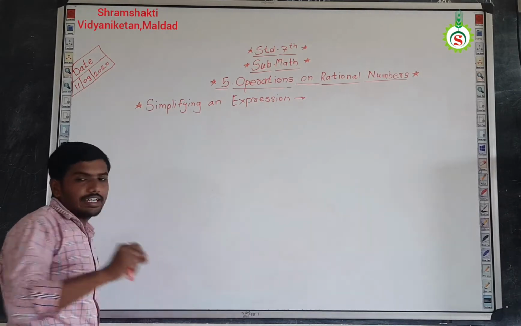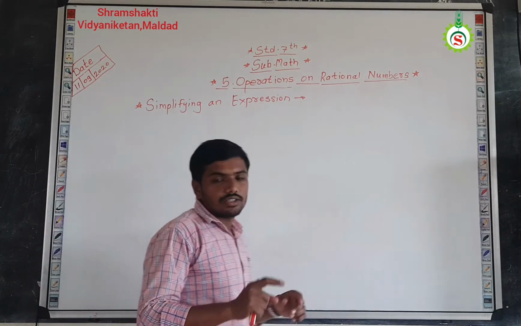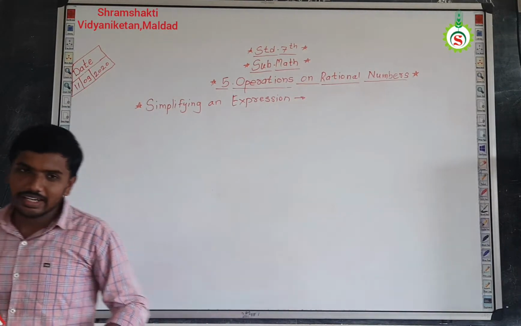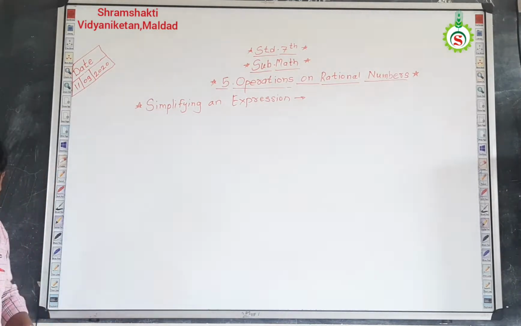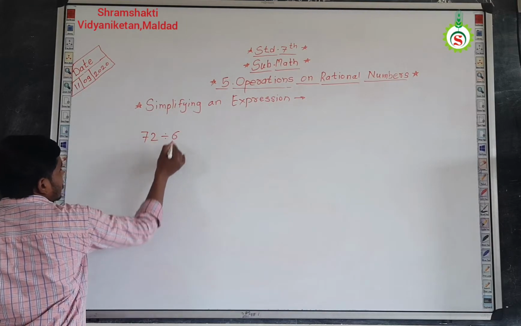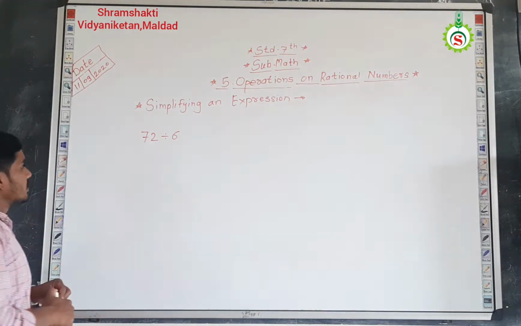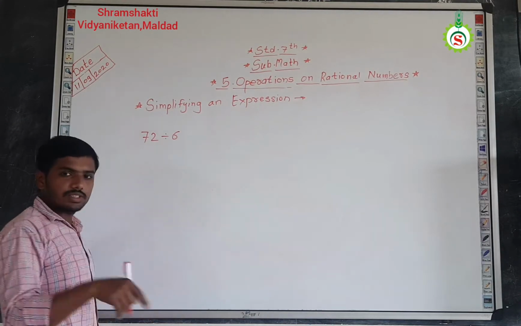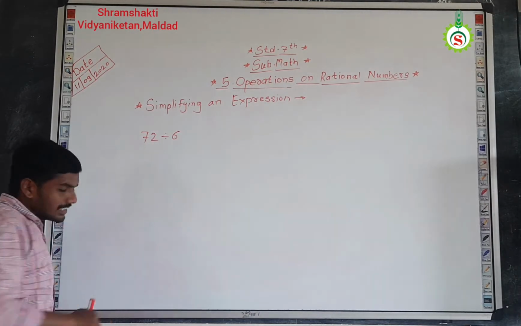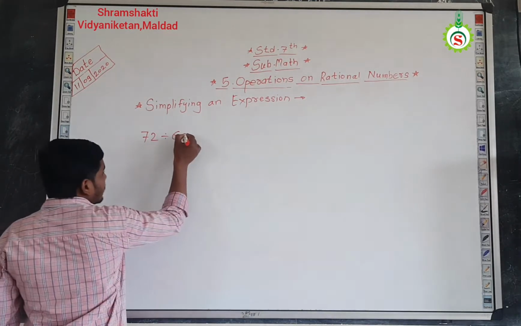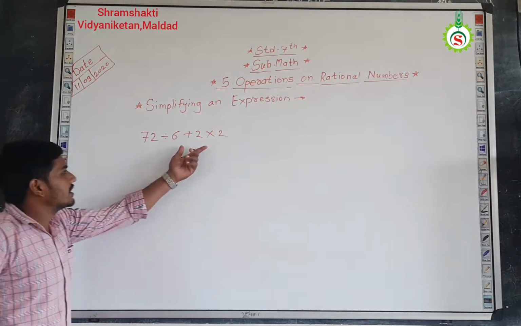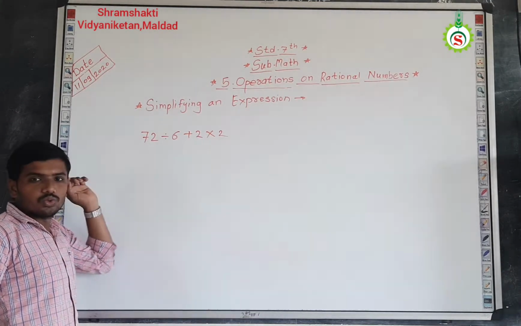For that, first I will take one expression, to show you what you understand by an expression. Now on the board I am going to write one problem. Okay, all of you look here. 72 divided by 6. First I will write the whole problem, then I will tell you what we mean by operation and what we mean by expression. That is 72 divided by 6 plus 2 into 2. Okay, that is the given problem to us.